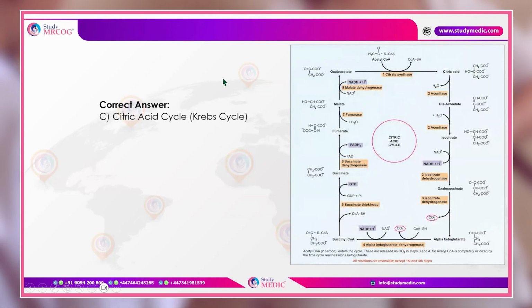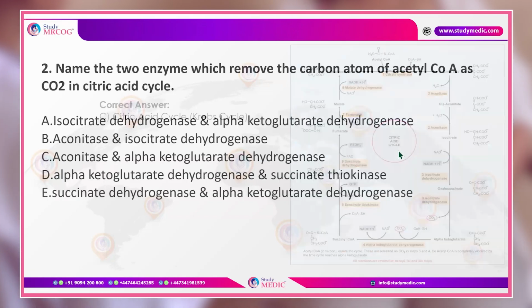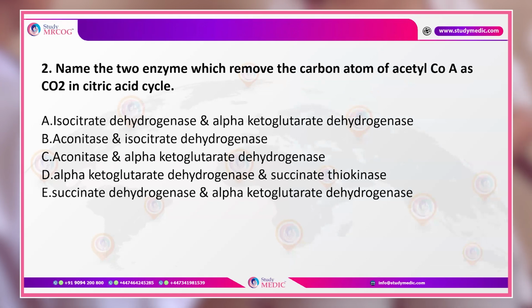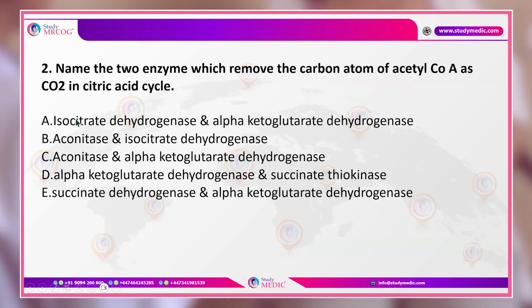So the question here was, which cycle will release the carbon dioxide from acetyl-CoA? So the answer is citric acid cycle. Let us take the next question. Name the two enzymes which remove the carbon atom of acetyl-CoA as carbon dioxide in citric acid cycle. Now this is a bit twisted question on the same topic. So you got to identify which are the two enzymes.